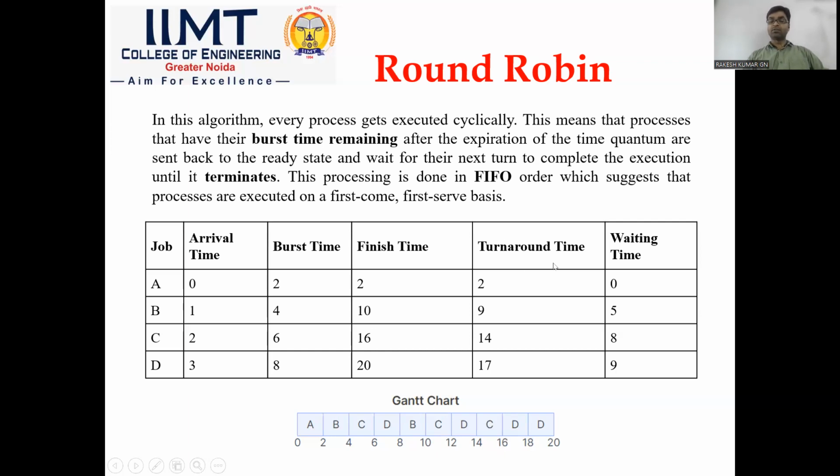Once again, the turnaround time is completion time minus arrival time, and completion time means finish time. So 2 minus 0 is 2, 10 minus 1 is 9, 16 minus 2 is 14, and 20 minus 3 is 17. And the last one is waiting time, which means turnaround time minus burst time. Once again, 2 minus 2 is 0, 9 minus 4 is 5, 14 minus 6 is 8, and 17 minus 8 is 9. So this is all about the round robin algorithm, and these are the basic steps we have performed for the CPU scheduling algorithms.